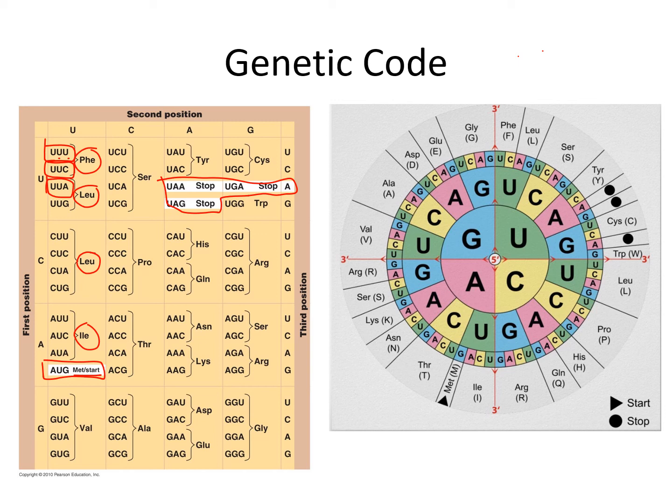Now, the genetic code is a universal code. Universal meaning that all living things on Earth use exactly the same genetic code. So the start codon, AUG, indicates the beginning or where translation should begin, in human cells, in bacterial cells, in plant cells, in all kinds of cells. So this is a universal genetic code.